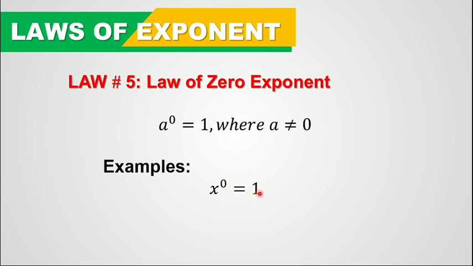So automatically, this is equal to 1 as long as the exponent is 0 and the variable is also not equal to 0. How about this? 18 to the power of 0 is equal to 1. So we will simply equate this to 1. Any number except 0 raised to the power of 0 is equal to 1.